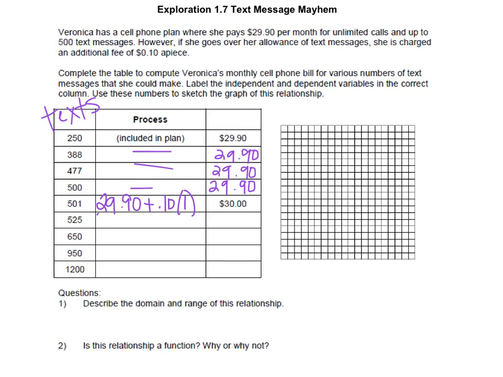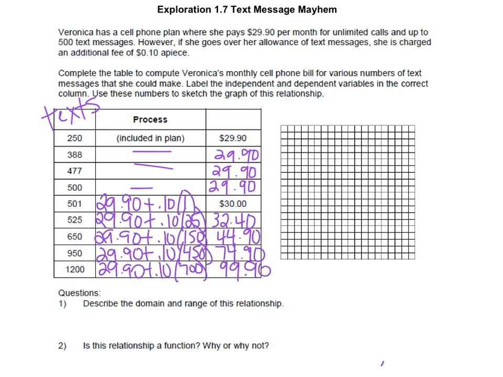Okay, what about the next one? I'd have $29.90 again plus 10 cents times, how much am I over 500? Well, 525 minus 500 would be 25. So then you need to simplify that and then keep going. So I want you to do the rest of these on your own, and then we'll come back and check them.